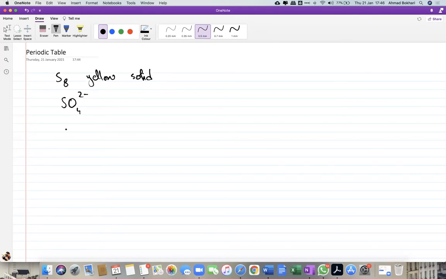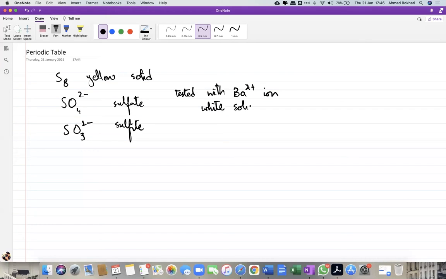Sulfate and sulfite. These are two ions, sulfate, sulfite. Now, for both of them, you have to remember that they're tested with barium ion. So, whenever barium ion comes up, you should close your eyes and understand that the test for sulfate or sulfite is coming. Okay? They're both going to give a white solid with that. So you get a barium ion, you get a white solid, whether it's sulfate or sulfite.